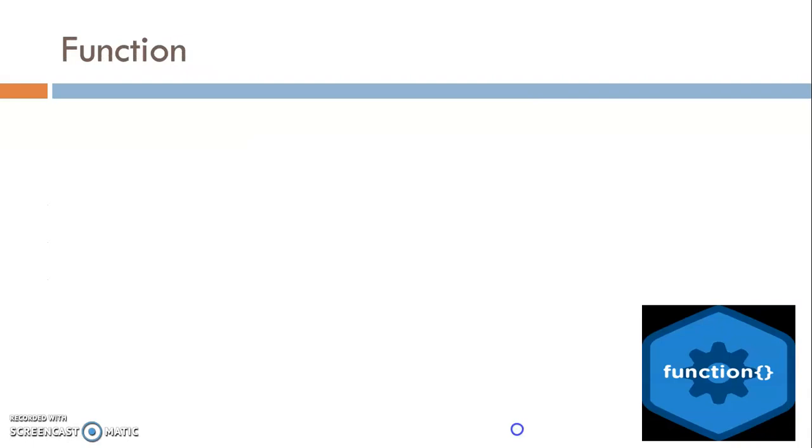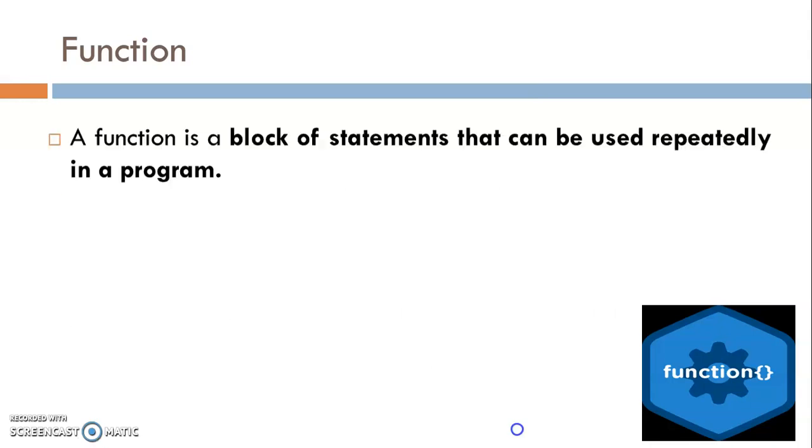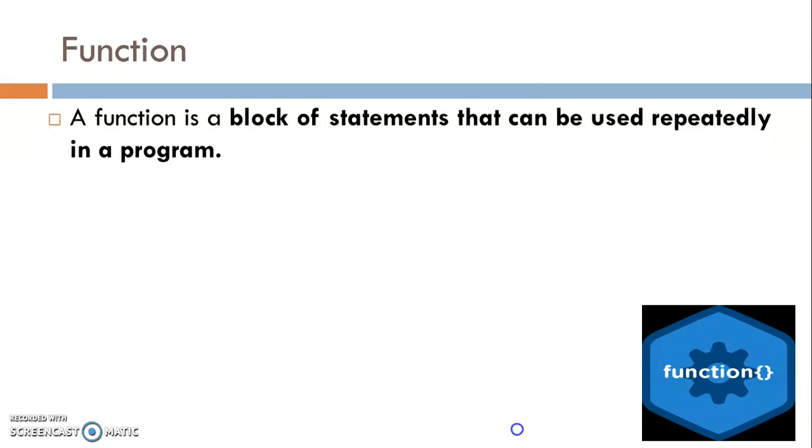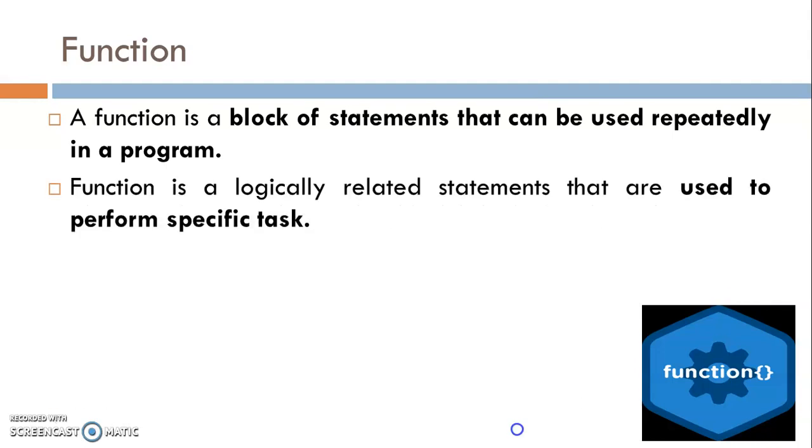Now, first of all, what is a function? A function is a block of statements that can be used repeatedly in a program. It is logically related statements that are used to perform a specific task. A function is a piece of code which takes one or more inputs in the form of parameters, performs some processing and then returns a value.